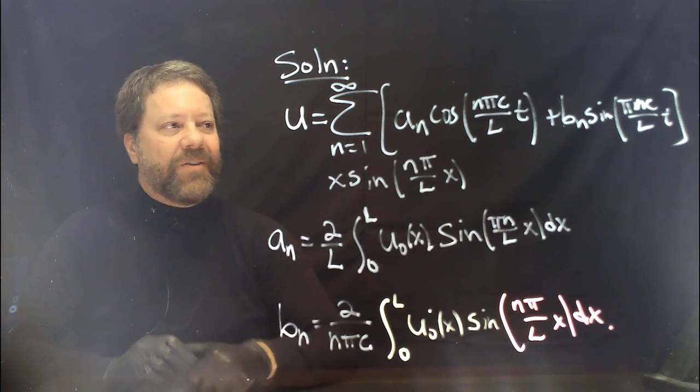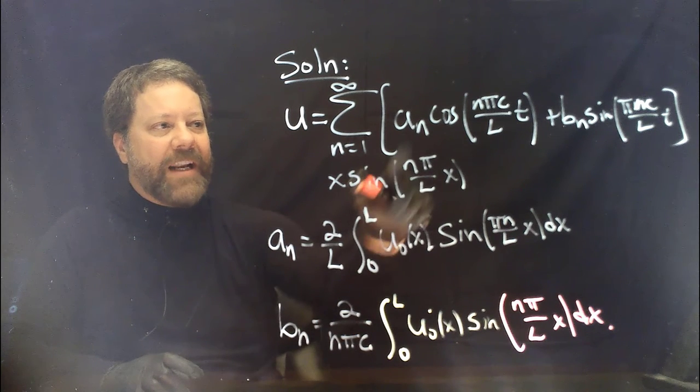You can see how we get a Fourier series representation, a double one in some sense, because we have sines on the x's and cosines and sines on t. We'll have two different coefficients. One of them is determined by the initial displacement, and the other one is determined by the initial velocity.